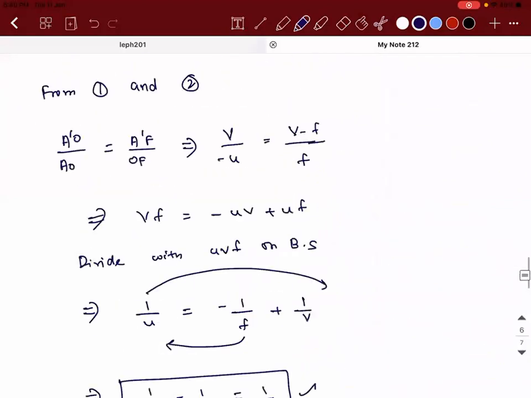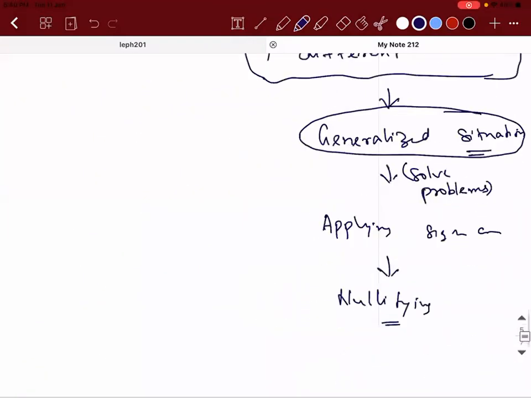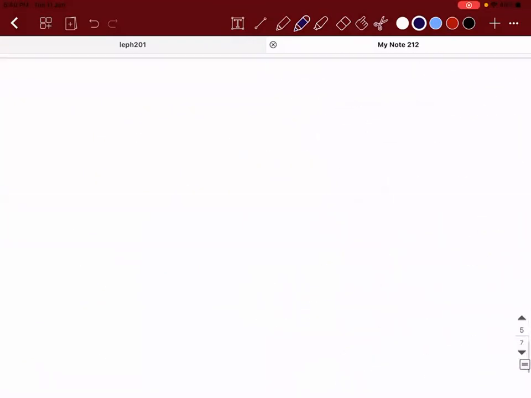So is this derivation over? Yeah, good. Yes, sir. We'll move on to the next one then. Next, we are going to define the power of a lens.